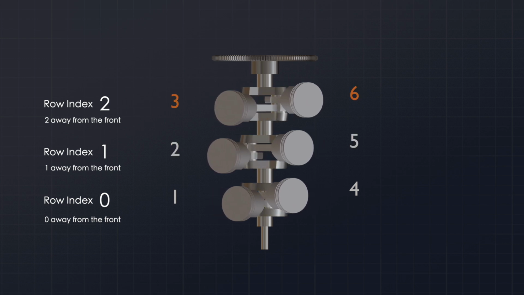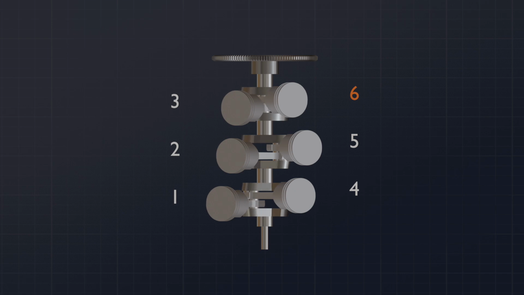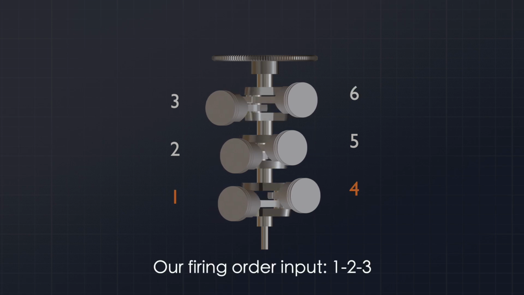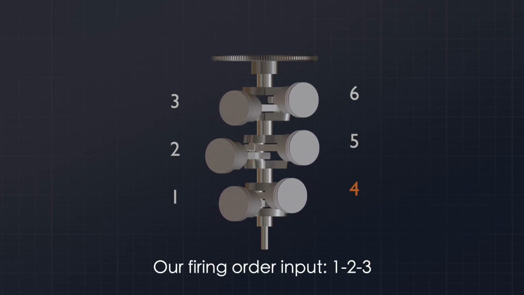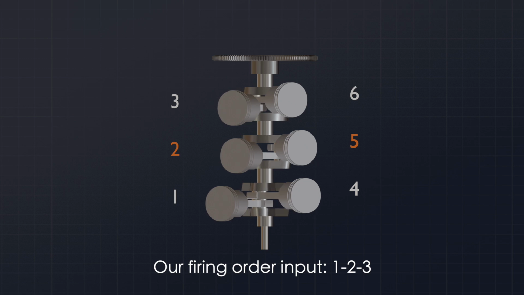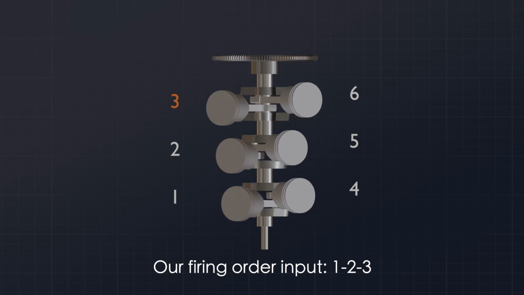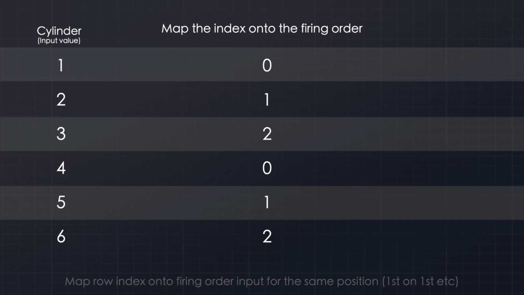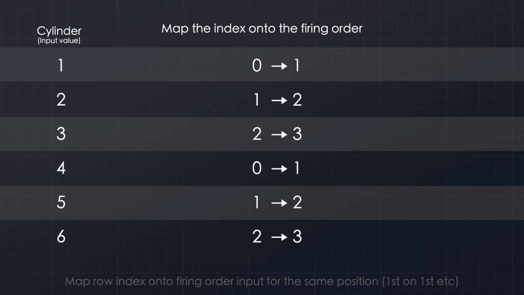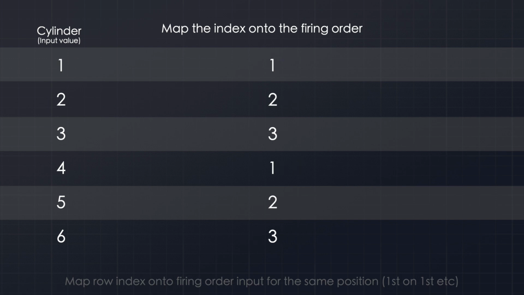So now our system has part of the information it needs, but we still need to apply our firing order input. In our case, this doesn't change anything for the V6 since the input is just 1, 2, 3. But if it was some other order, the system needs to be able to factor that in. We can use the row index that we calculated as a map onto the firing order input. So index 0 gets mapped onto the first firing order number, index 1 gets mapped onto the second, and so on. So this will allow the timing system to factor in any user input.